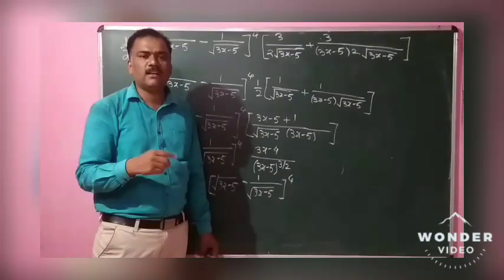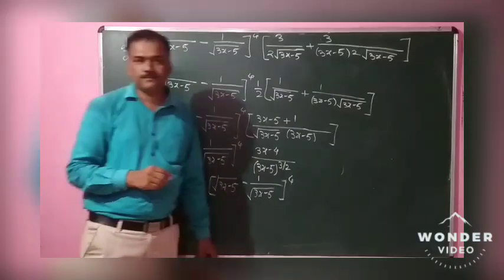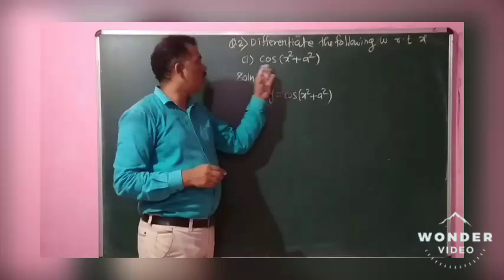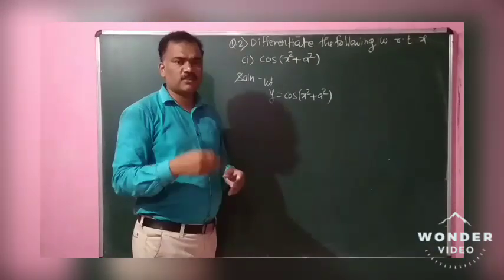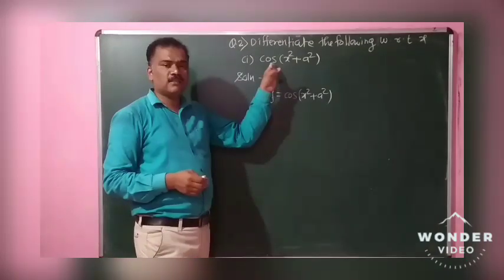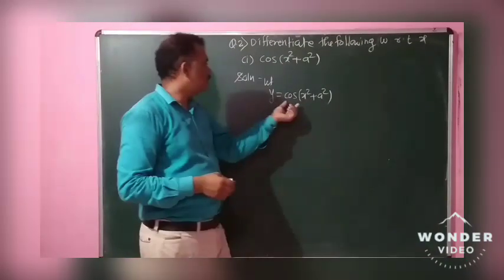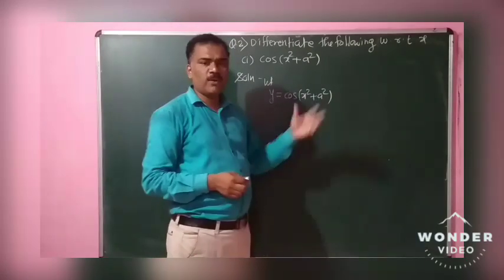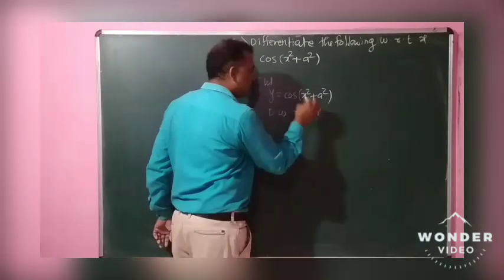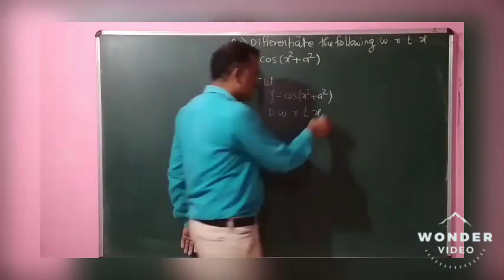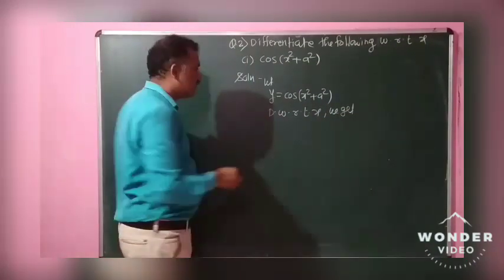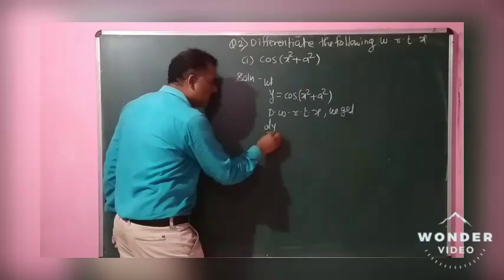We have to discuss the next question. From question number 2, we have to discuss the first example, cos of x square plus a square. Also, we have to differentiate with respect to x. Let y is equal to cos of x square plus a square. We have to differentiate with respect to x. Derivative of y with respect to x is dy by dx.